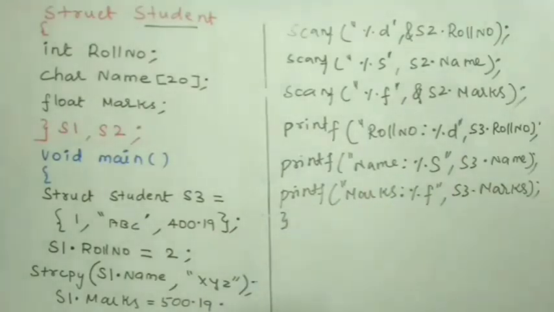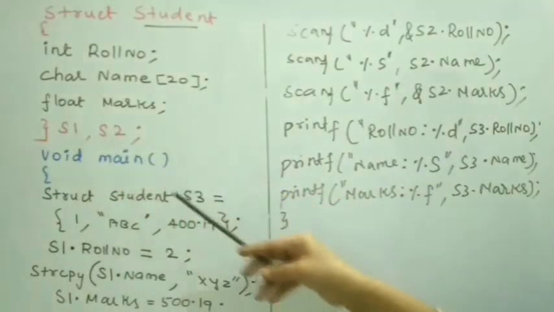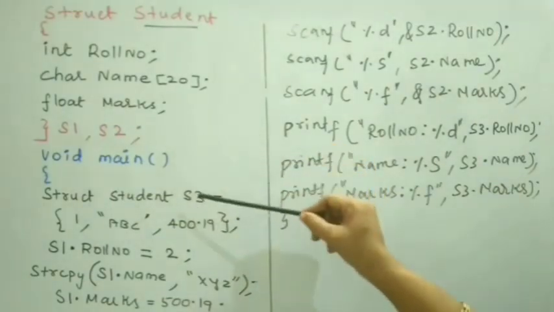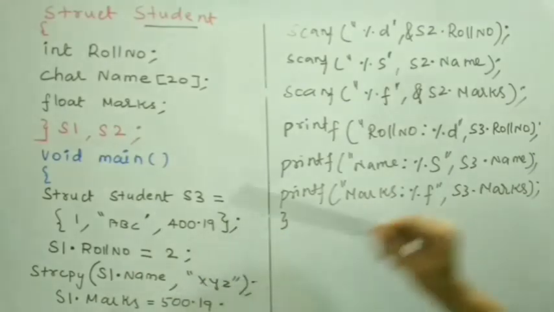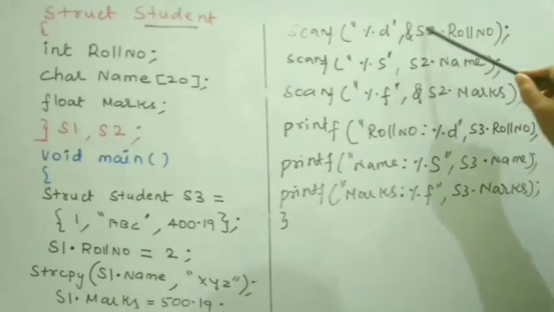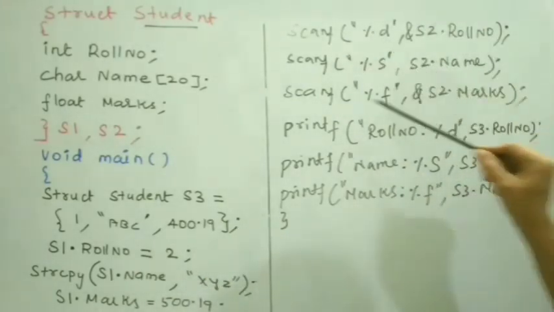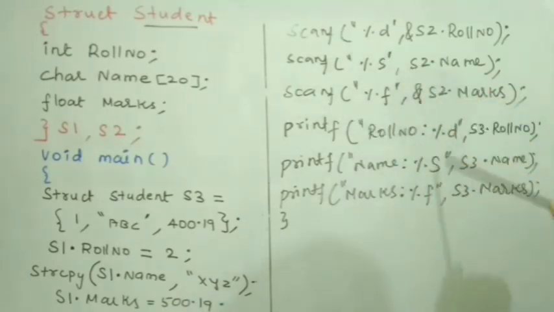So I have declared three structure variables s1, s2 and s3. For variables s1 and s3 I have initialized values. For structure variable s2 I have received values from the user using the scanf statement, and I have printed the value of the structure variable, that is s3.